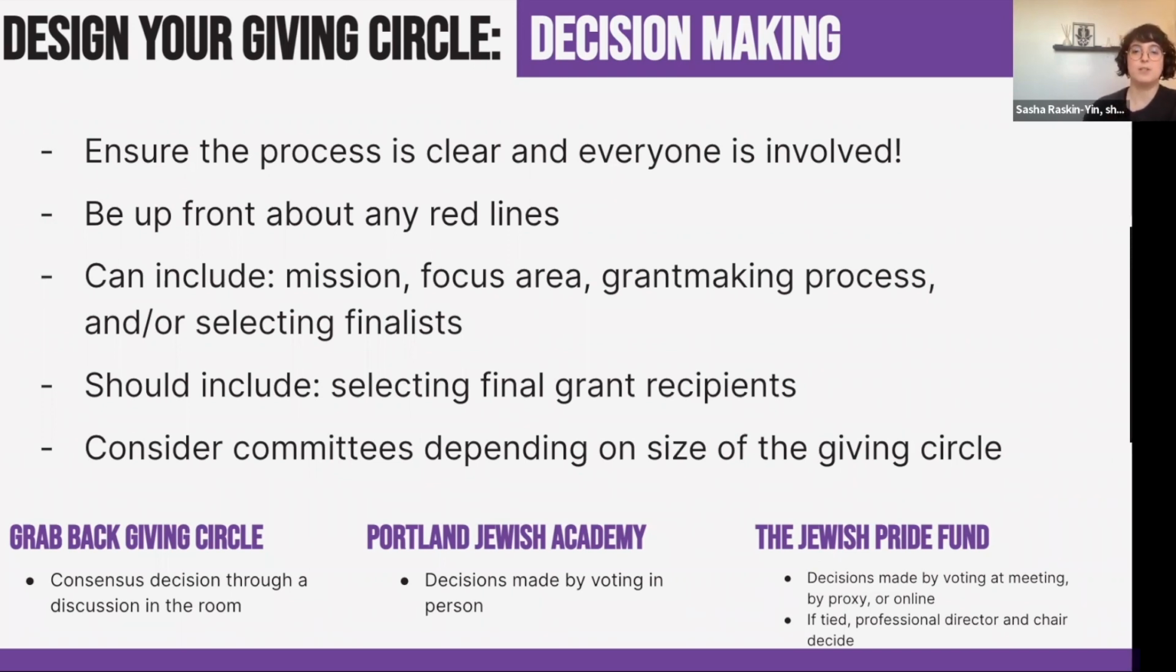Consider complex situations in advance, like if you'll need to deal with ties. For example, the Jewish Pride Fund spells out that voting happens at meetings, can be done by proxy, and what happens in case of a tie.